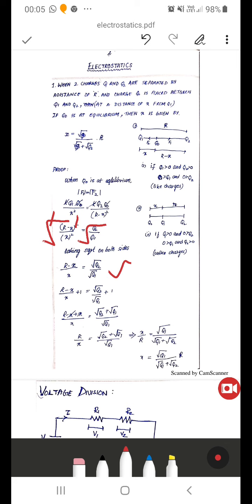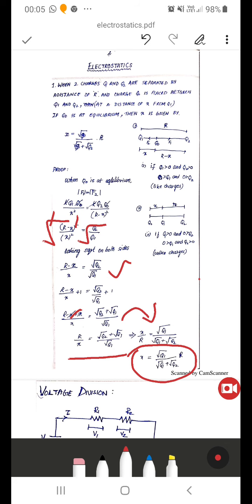Now, I am adding 1 on both sides so as to get x. While adding 1 on both sides and taking LCM, we get r minus x plus x by x is equal to root of q2 plus root of q1 divided by root of q1. Now, cancelling x, we end up with r by x is equal to root of q2 plus root of q1 divided by root of q1. Now reciprocating this, we get x by r is equal to root of q1 divided by root of q1 plus root of q2, and finally we get the answer as x is equal to root of q1 by root of q1 plus root of q2 into r.